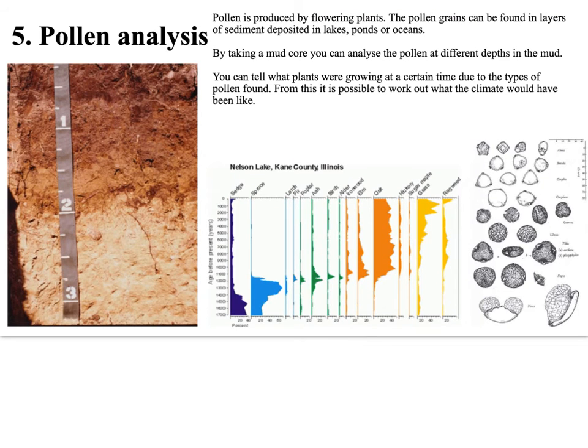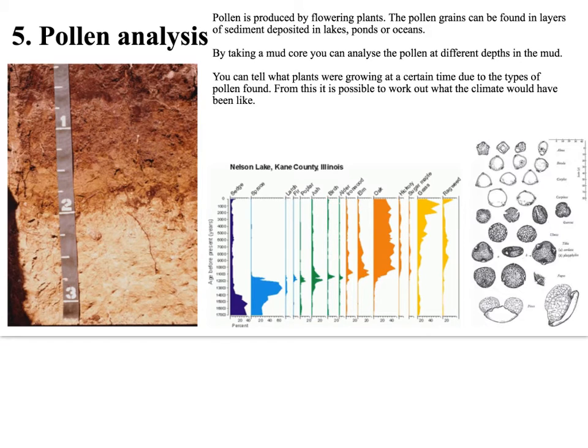The fifth method is called pollen analysis. Pollen is produced by lots of flowering plants. As that pollen is produced, it gets blown away in the wind, and some of it will settle in lakes and ponds and oceans. It'll eventually find its way to the bottom of those lakes, and more mud and sediment will fall on top of it, squashing it down within the layers.